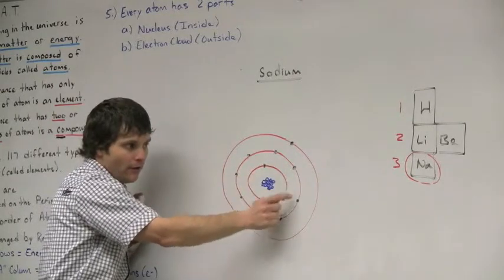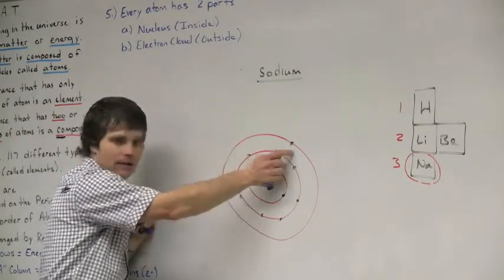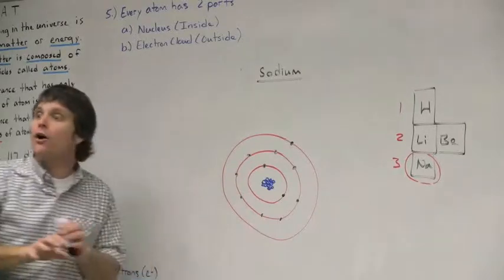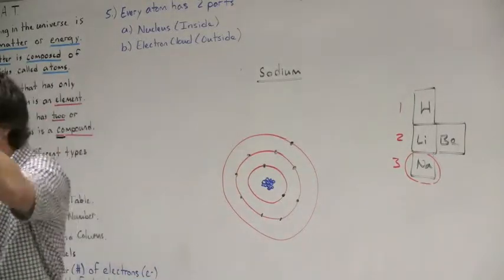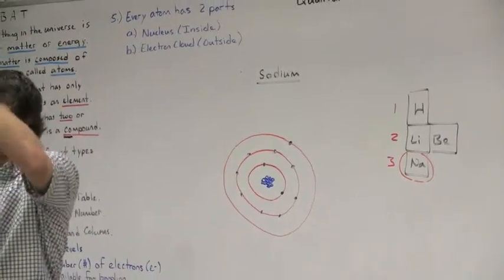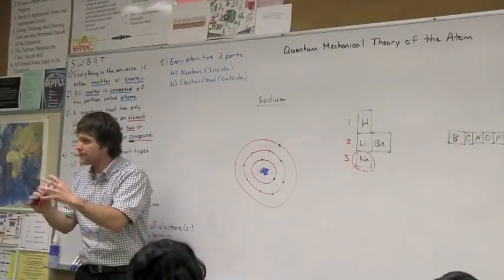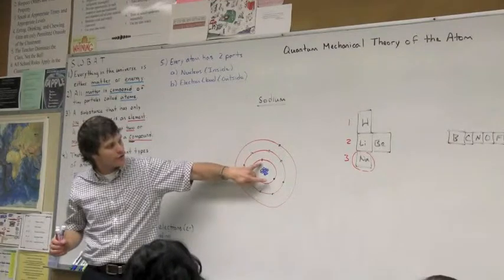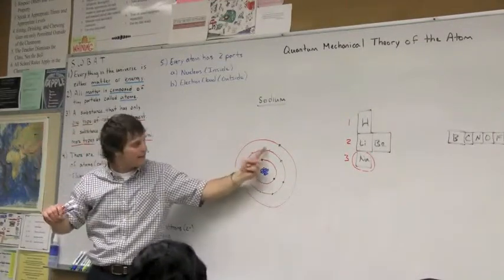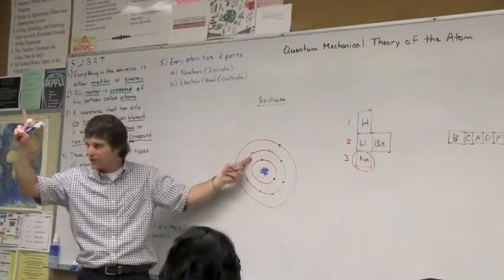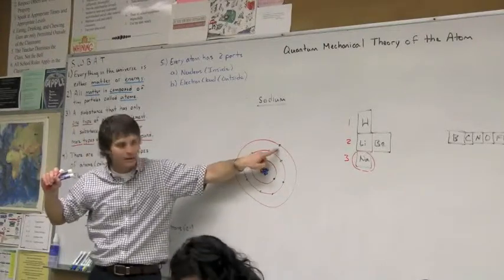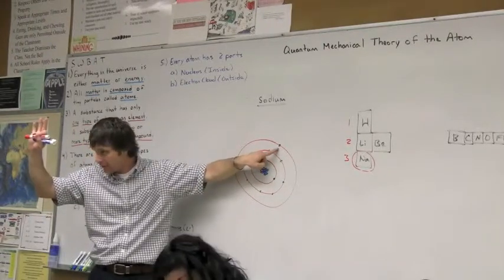1, 2, 3, 4, 5, 6, 7, 8, 9, 10, 11. 11 electrons. They are not just sent to the outside part of the atom, all in the same space. Each electron is restricted to a certain area of space. These 2 electrons are restricted to energy level number 1. These 8 electrons are restricted to energy level number 2. And this last little electron is restricted to energy level number 3.